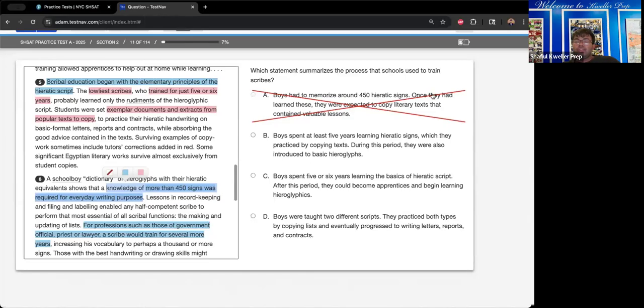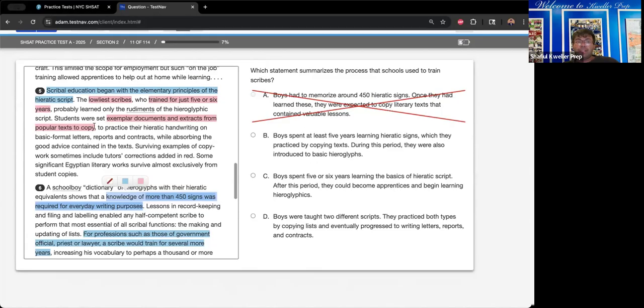The second thing is look at the sequence of orders. It's saying that once they memorized these, they were expected to copy literary texts. It's not true. It talks about copying literary text right here. It doesn't say that after they memorize these words, they have to copy. It actually mentions the copying detail first, and then the fact that they should have a knowledge of this. So that's wrong.